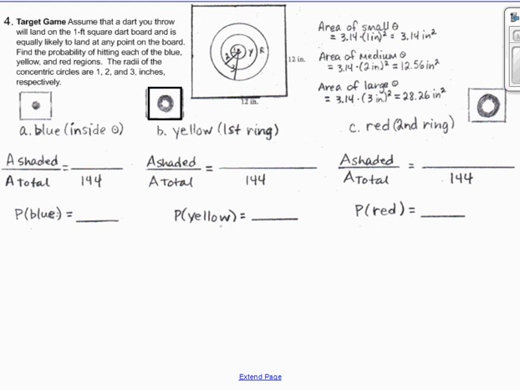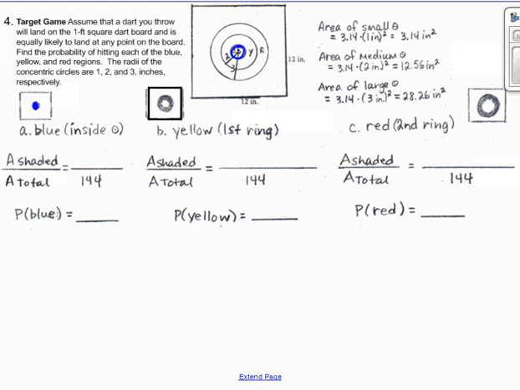Okay. Here's a target problem. Part of it's already done for you. Assume that a dart you throw will land on the 1-foot square dartboard and is equally likely to land at any point on the board. Find the probability of hitting each of the blue, yellow, and red regions. The radii of the concentric circles are 1, 2, and 3 inches respectively. So the first one we're going to find is the probability of getting the blue, which looks to be the bullseye.